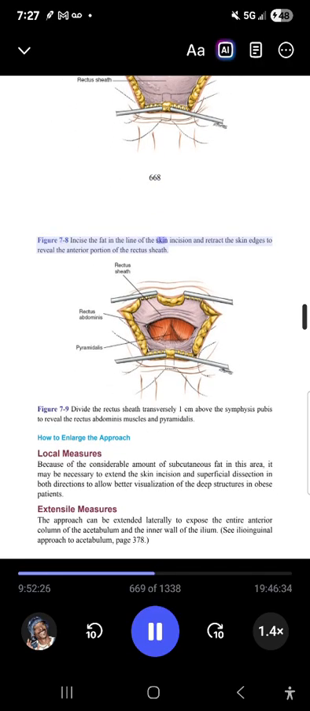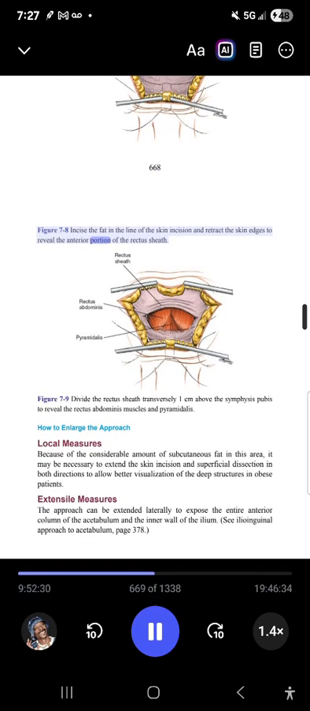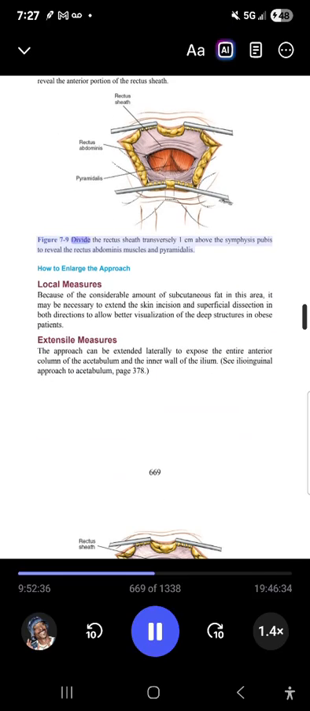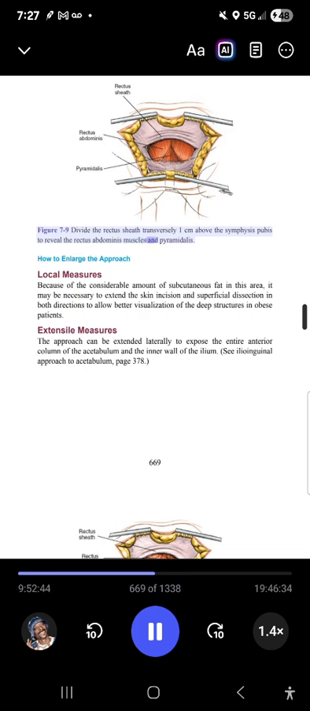Figure 7-8. Incise the fat in the line of the skin incision and retract the skin edges to reveal the anterior portion of the rectus sheath. Figure 7-9. Divide the rectus sheath transversely 1 cm above the symphysis pubis to reveal the rectus abdominis muscles and pyramidalis.